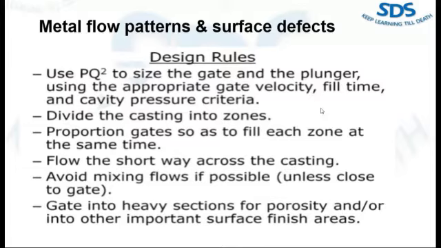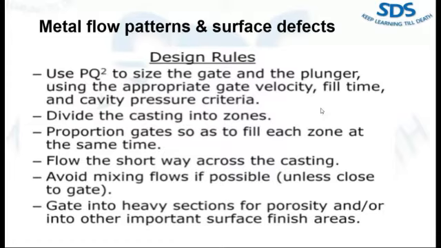The gate area is appropriate so that each zone is filled in the same amount of time. Some designers find the gate area with the help of this calculation and divide it in equal ratio. But this should not happen. It should be divided with respect to the volume of the sections we have divided in the casting. It is best to gate the part so that the metal flows the short way across the casting. We try to avoid mixing the metal flow from different gates unless it happens very close to the gate.